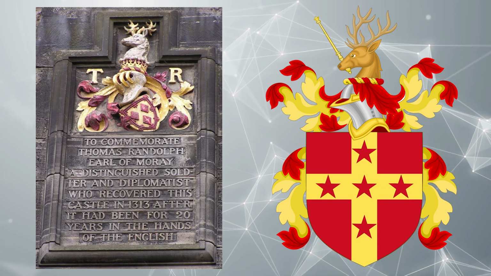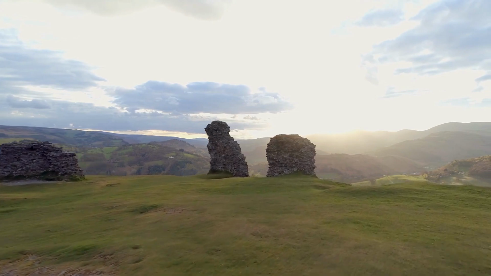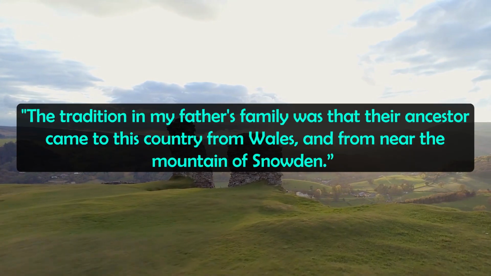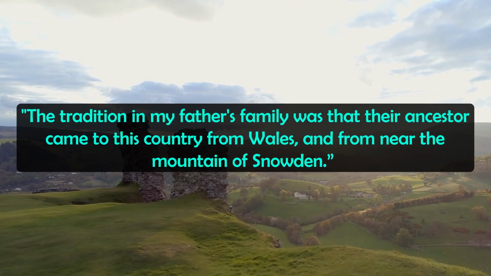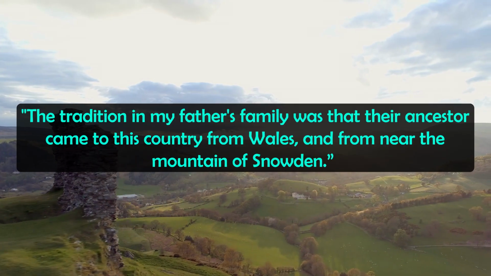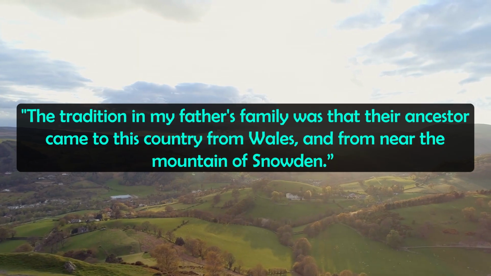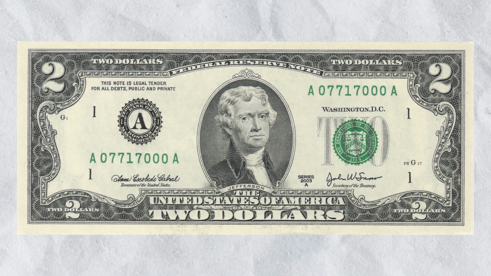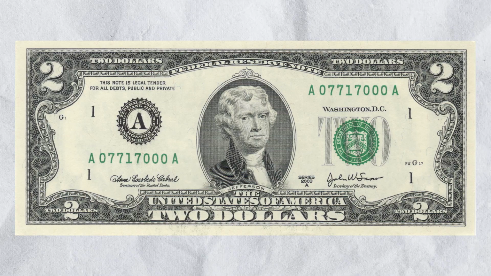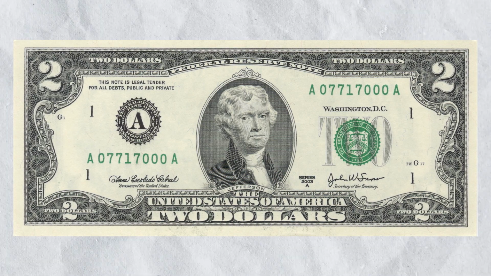Now, Thomas Jefferson himself also seemed to have a connection to Wales on his father's side, in the words of Jefferson himself: the tradition in my father's family was their ancestor came to this country from Wales, and from near the mountain of Snowdon, which is the highest mountain in Wales. His father, Peter Jefferson, also named one of his plantations Snowdon, a seeming reference to this Welsh ancestry.